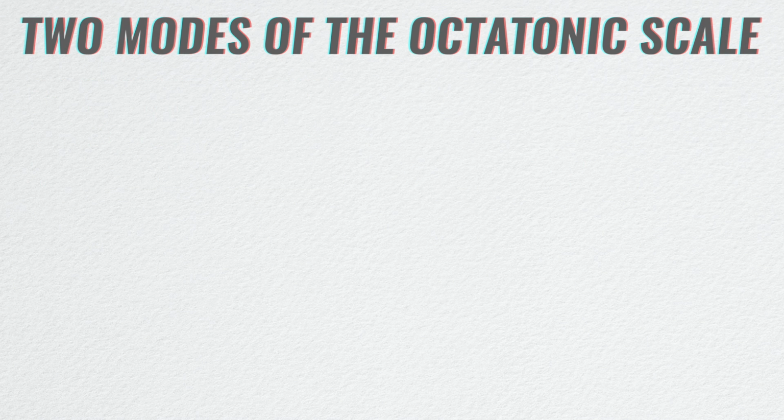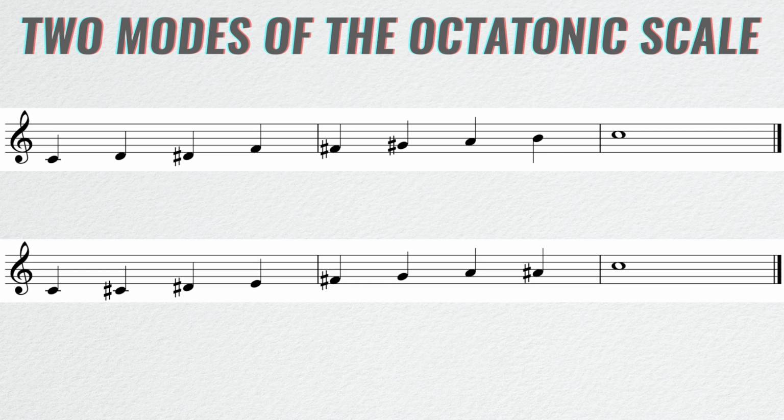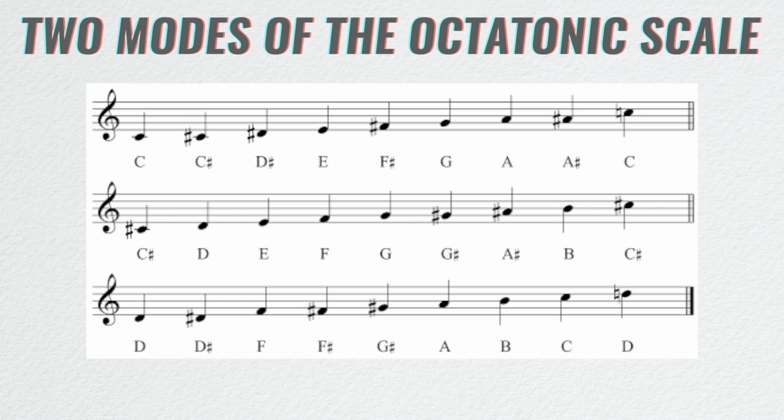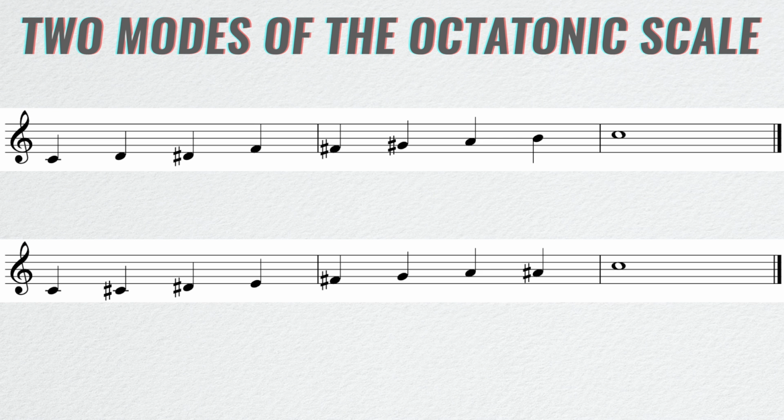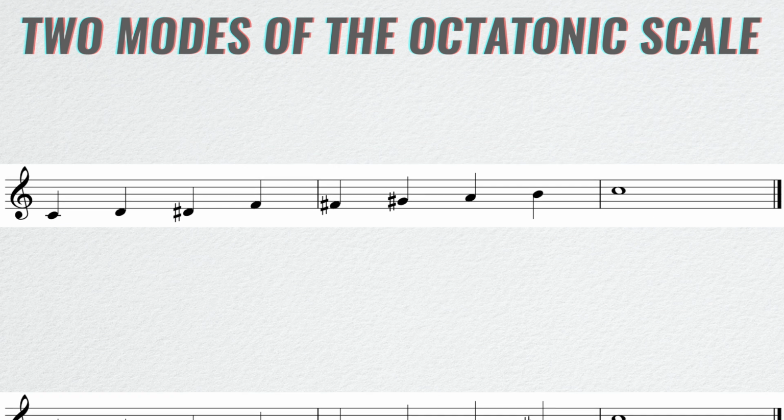There are two modes of the octatonic scale, mode 1 and mode 2. There are also only 3 unique octatonic scales in the 12-tone music space, since anything beyond that would merely be a repetition. But for the purpose of today's class, we'll be focusing on the 2 modes of the octatonic scale. Let's first look at the first mode.